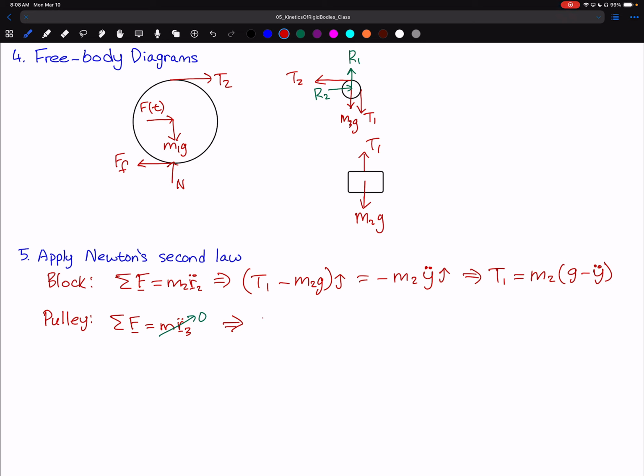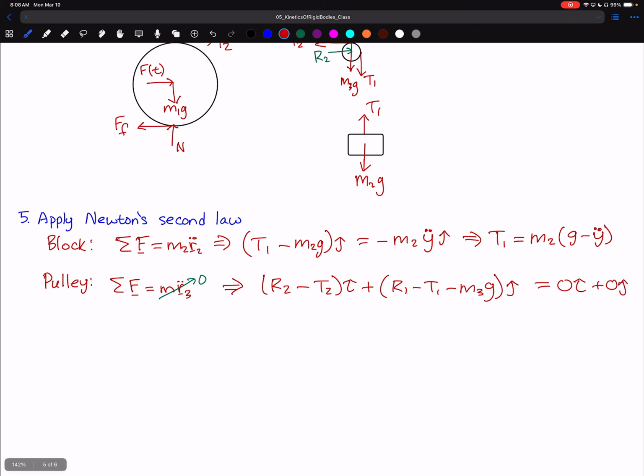In the horizontal direction, we're going to get R2 minus T2 in the I direction plus R1 minus T1 minus M3G in the J direction, and that's equal to 0. We'll just say 0I plus 0J. And so then we'll find that R2 is equal to T2, and R1 is equal to T1 plus M3G.